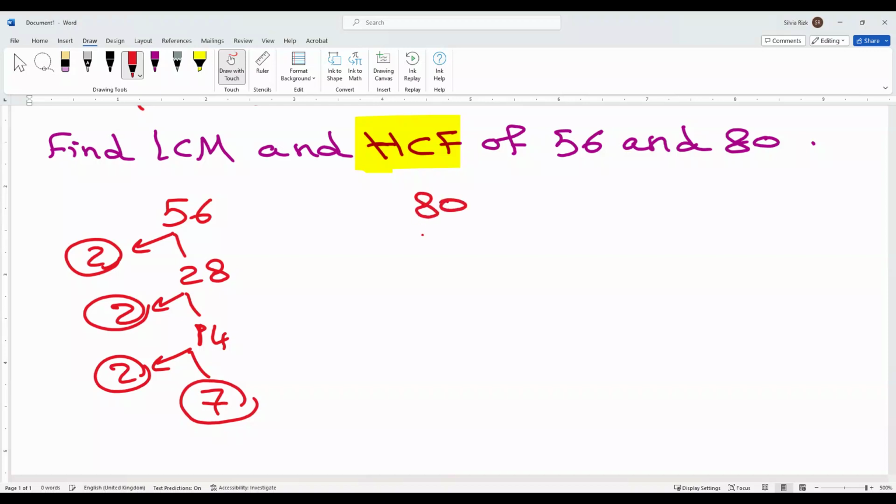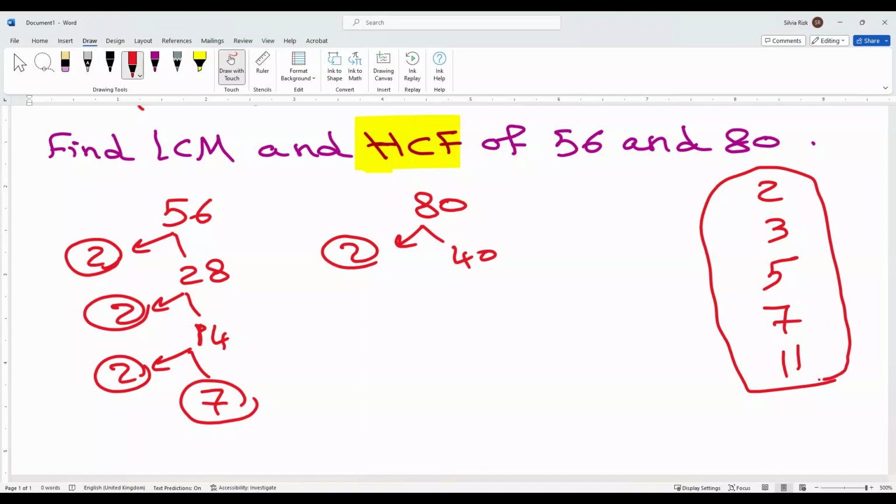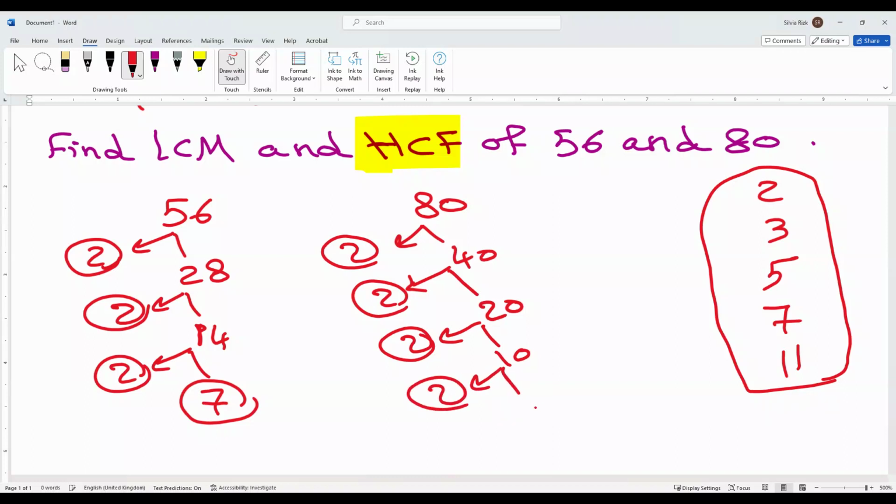Okay, for 80, I can divide it by 2, which is 40. What am I doing here? I'm doing the factor tree, which means that you are going to divide by 2, 3, 5, 7, 11. I explained that method before in one of the videos titled dividing and simplifying. You can watch it if you can. Again, 40 is an even number, so I'm going to halve it, 20. 20 is an even number, so I'm going to halve it, which is 10. 10 is an even number, I'm going to halve it, which is 5, and that's it.